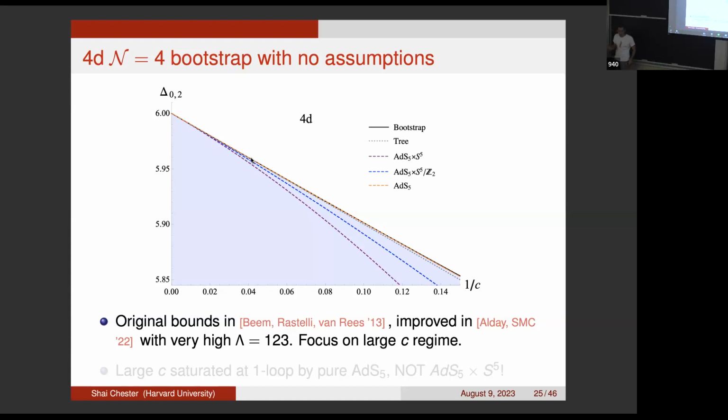So this kind of shows that this bootstrap bound, at least at very large n, seems to be the best possible bound, and that it really is saturating this AdS5 supergravity. But say we want to distinguish between different theories.